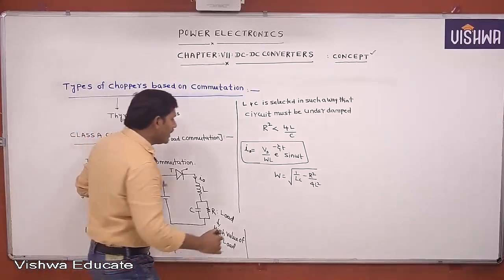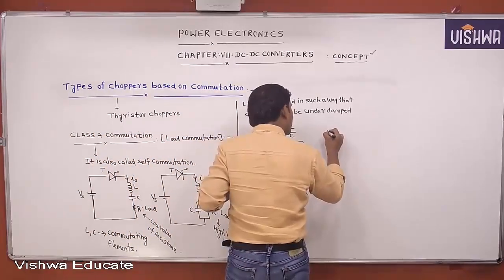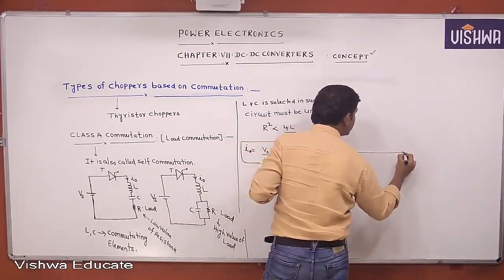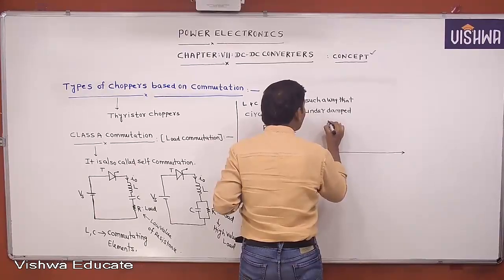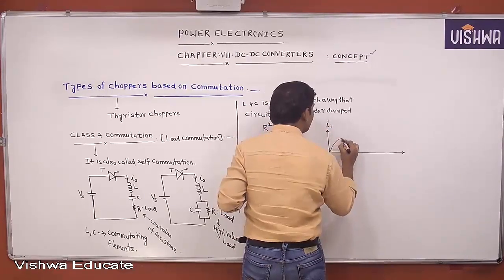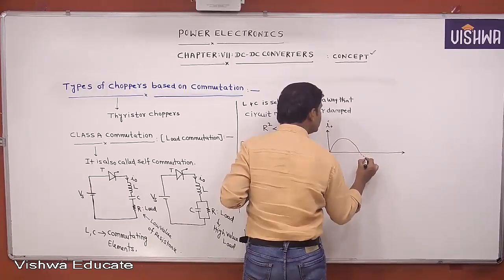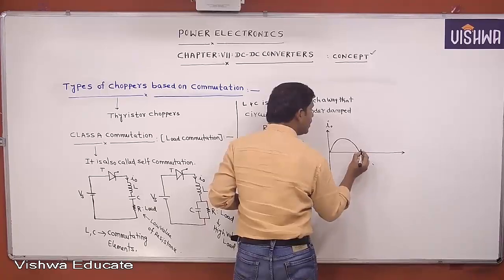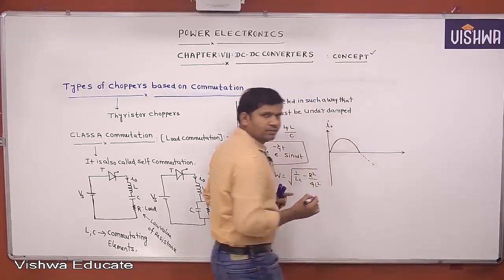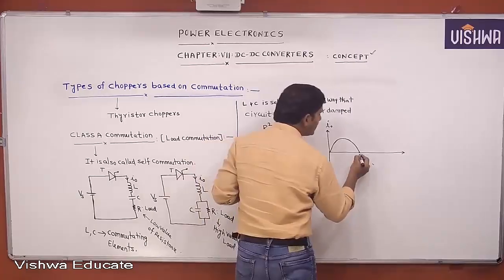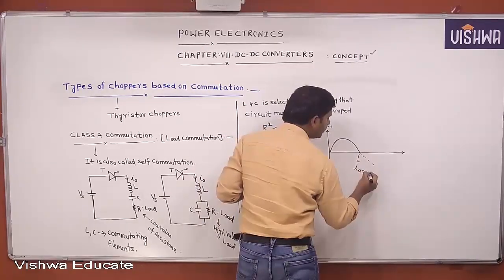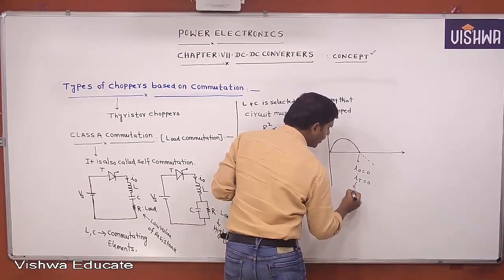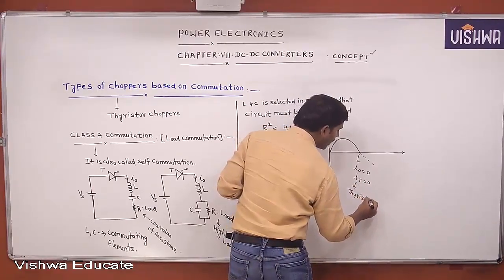Understood? That means in this commutation, in the case of an RLC circuit, the nature of the current is sinusoidal oscillations. Based on L and C elements, at a particular instant, the current is 0. When the current is 0, the thyristor will be turned off. At this instant, I0 equal to 0. Once I0 is 0, the current through the thyristor is also 0, and the thyristor will turn off.